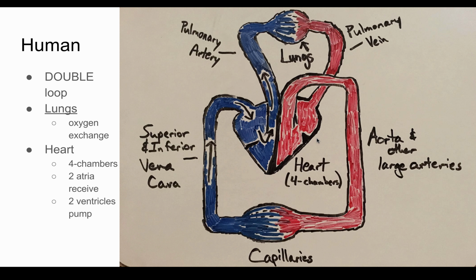Now, a reminder of the human system: it's a double loop. Lungs provide oxygen exchange, but there are 2 ventricles. So there's a left ventricle that pumps blood to the body through the aorta and other large arteries, and then there's a right ventricle that pumps blood to the lungs via the pulmonary artery.